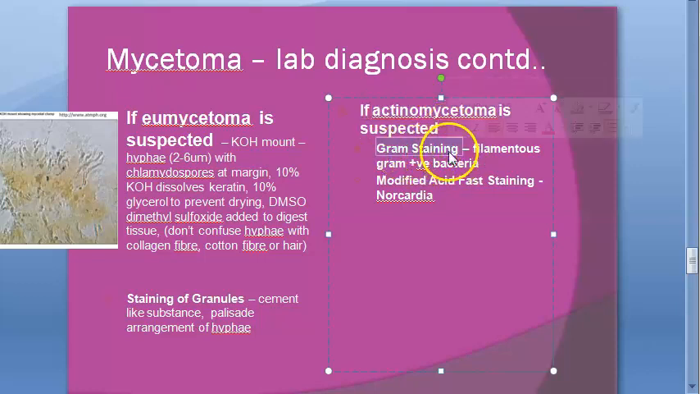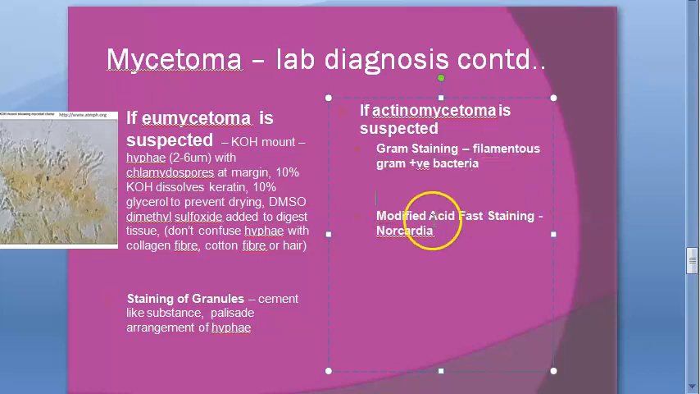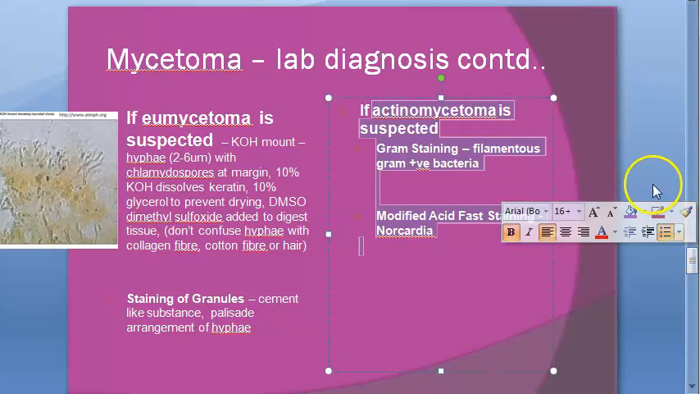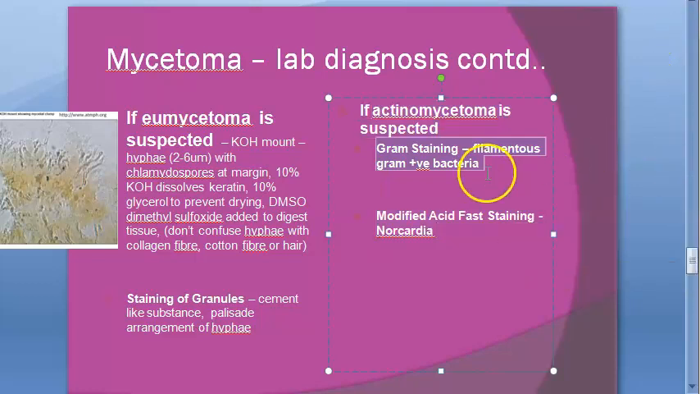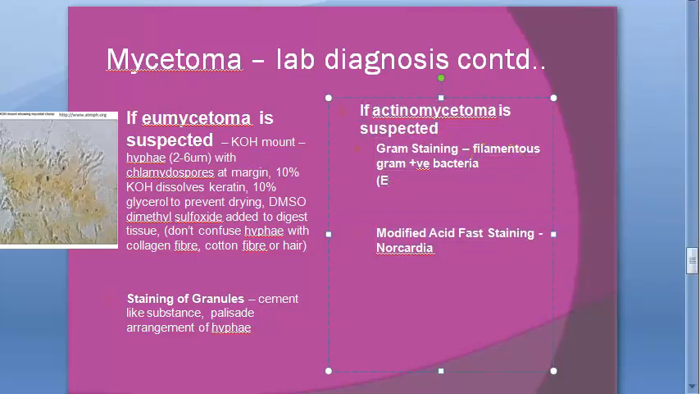So you will do gram staining and you will see filamentous gram-positive bacteria. What will you see? Filamentous gram-positive bacteria. Modified acid-fast staining, you can see Nocardia. Nocardia is actually partially acid-fast. So what actually causes Actinomycetoma? What is the name of the bacteria, guys? Actinomadura madurae, correct? Example, what is causing it? Actinomadura madurae. And Nocardia also can cause. So Nocardia, if you are suspecting, you will do modified acid-fast staining because Nocardia is partially acid-fast.